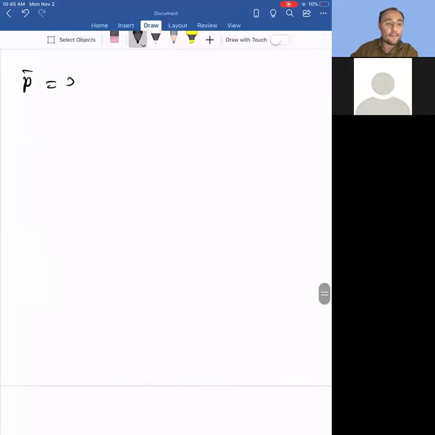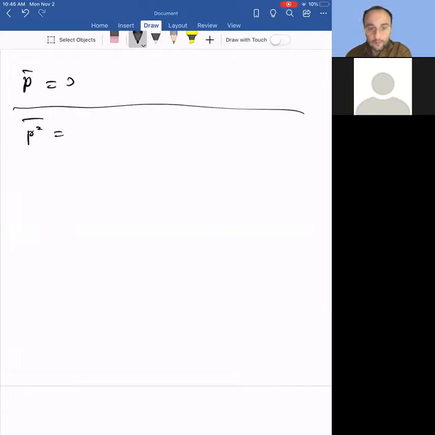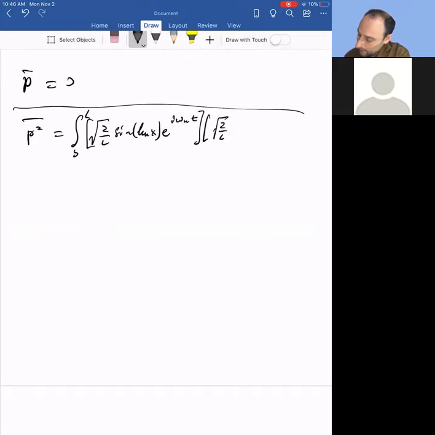Okay, and then now, just for kicks, I can compute p squared bar between 0 and L. And then I have 2 over L times sine k_n x, e to the i omega_n t. So that's the first thing, times 2 over L, minus i h bar squared. Let me write it like this.